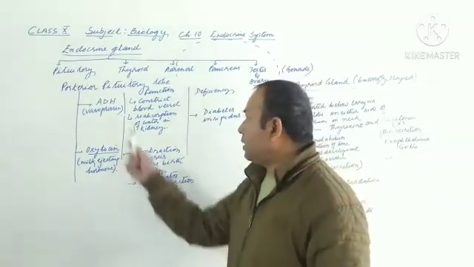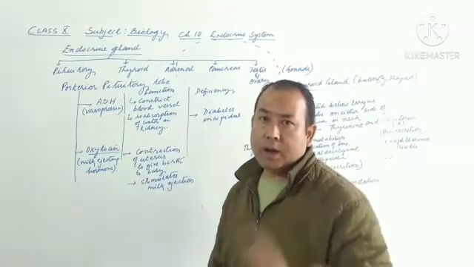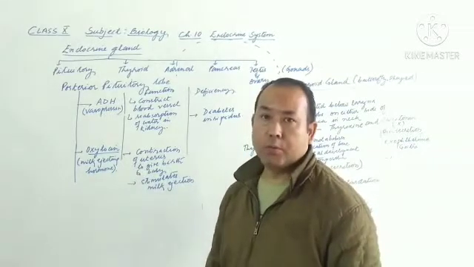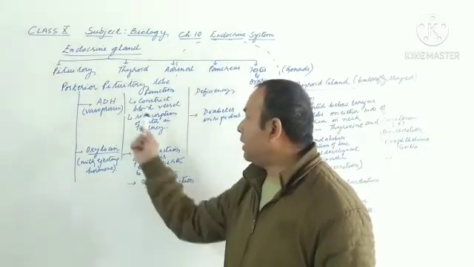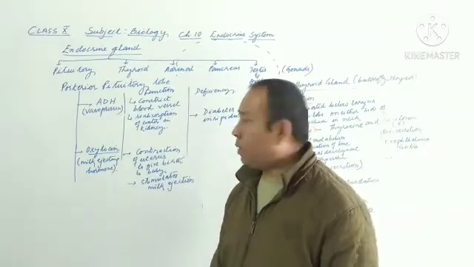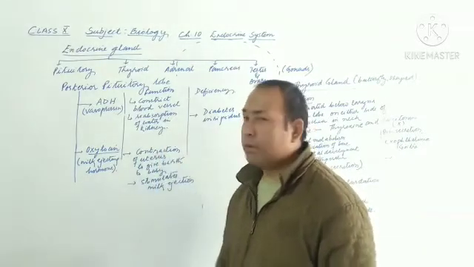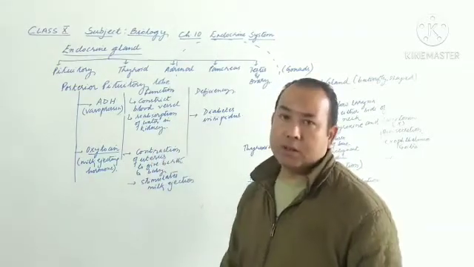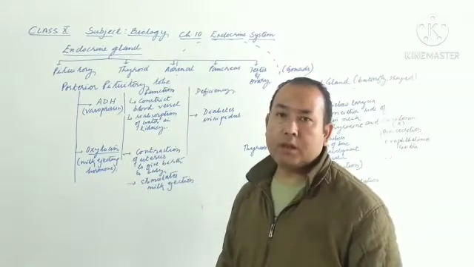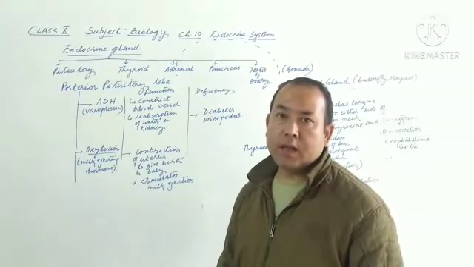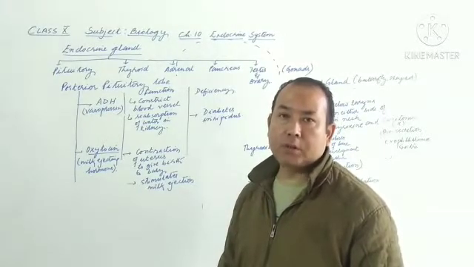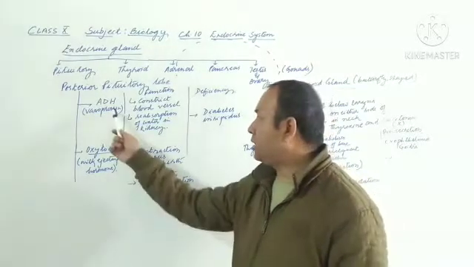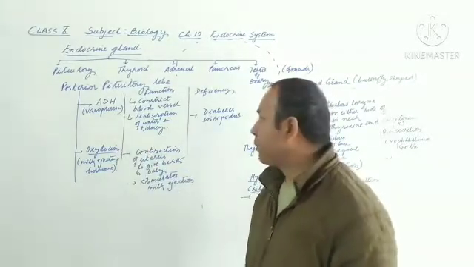Now the main function of this ADH, we have learned about ADH in the kidney chapter also, in the regulation of urine output. Again the same topic has come here. ADH has one more function to play, that is it constricts the blood vessels. Like whenever we are very much frightened by something, then our face almost becomes yellowish. It is because the facial muscles are constricted by the release of this ADH hormone under that condition.